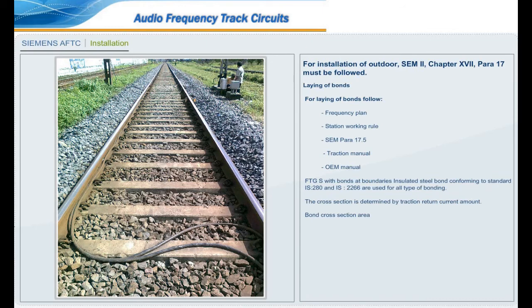Bond cross section area: 1 into 240 mm square, 4 into 240 mm square, 2 into 480 mm square, 1 into 960 mm square. For laying of bonds in the rail web, use one rail fastening clamp per sleeper. Use insulated guide bases. Use of protective tubes and pipes is not permitted.